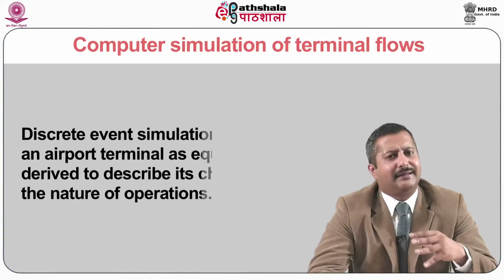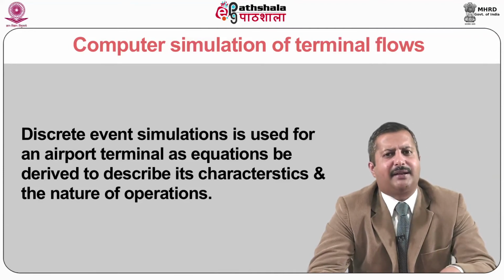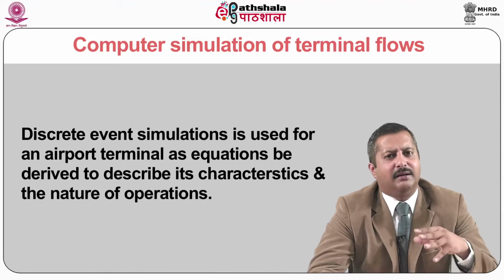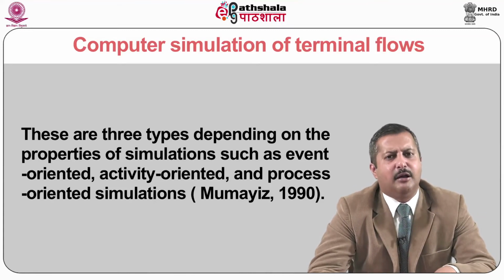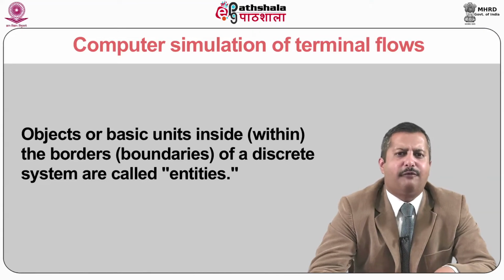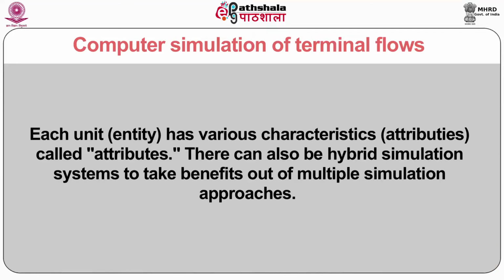The simulation basically involves discrete, that is state of system remains unchanged at discrete or event times, or continuous, that is state of system changes continuously. Discrete event simulation is used for an airport terminal as equations can be derived to describe its characteristics and nature of operations. These are of three types depending on the properties of simulations, such as event oriented, activity oriented and process oriented simulations. Objects or basic units inside the borders of a discrete system are called entities. Each unit has various characteristics called attributes. There can be hybrid simulation systems to take benefits out of multiple simulation approaches.